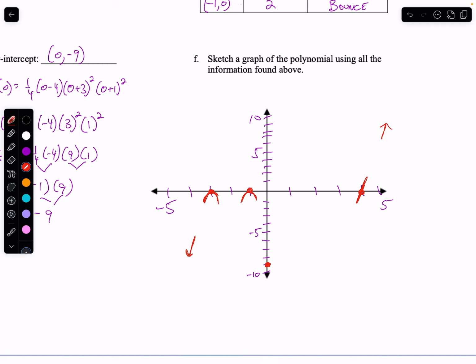So now I can connect. We're going to come up here. We're going to bounce. We're going to come down, turn around at some point. I don't know how far down I go. Maybe I go this far. Maybe I only go this far. It doesn't matter. You can't figure that out. That's why it's a sketch. This is not an exact graph. We're going to come down, turn around, and come back up. We're going to try that again because that was wild.